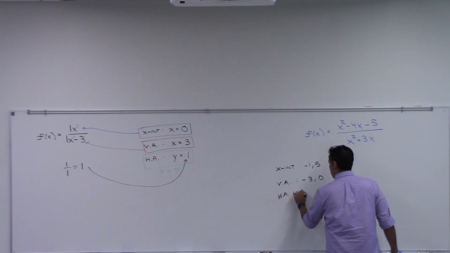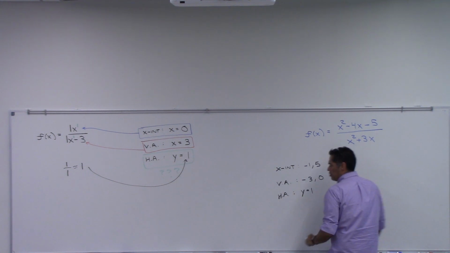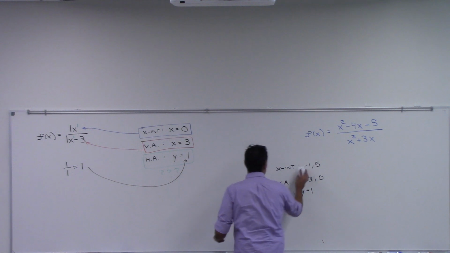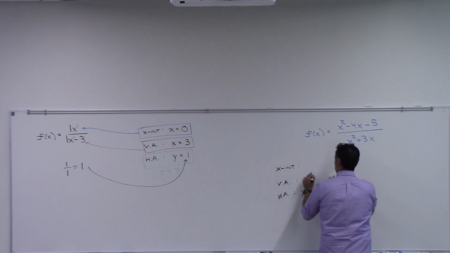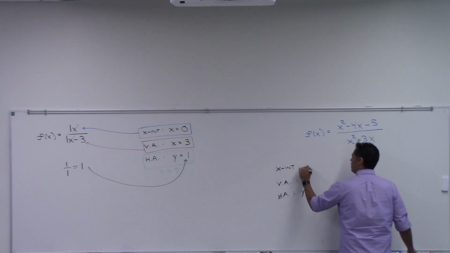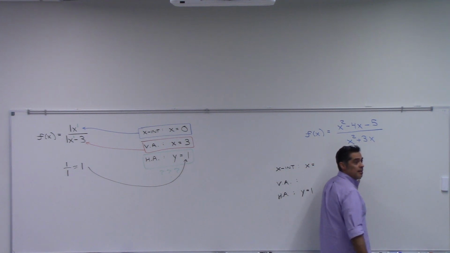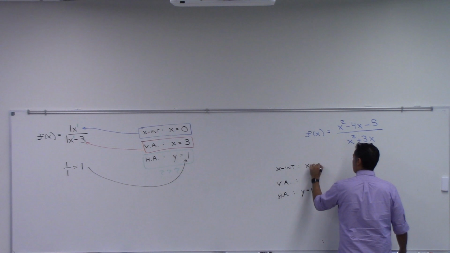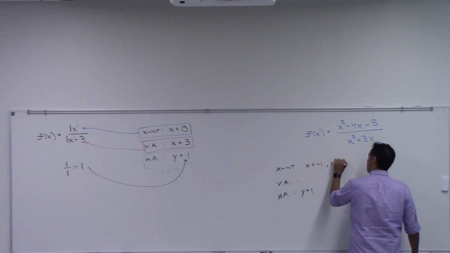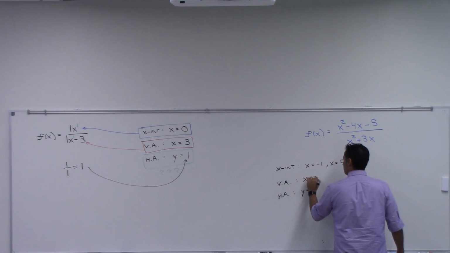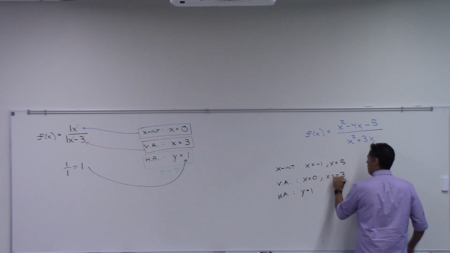And you know what I should have done here? Y equals 1. I should have put here x equals, just to be clear that these are x values. It was x equals -1 and 5 for this. And for the verticals, it was x equals 0 and x equals -3, right?